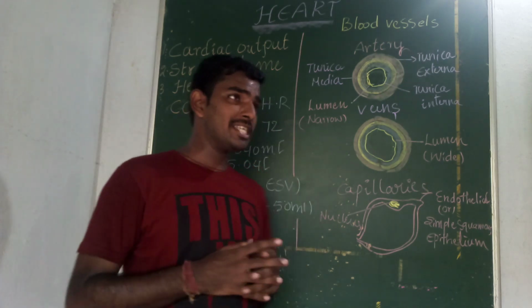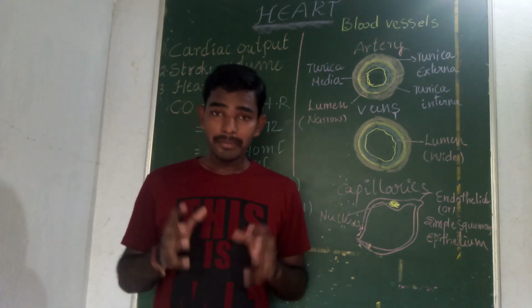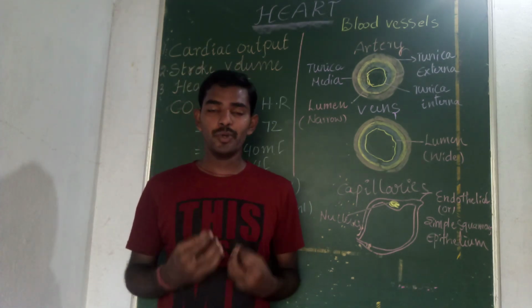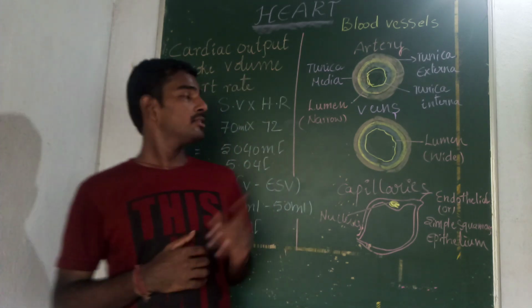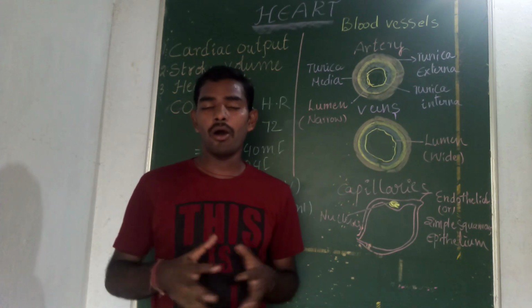Cardiac output is equal to stroke volume into heart rate. Stroke volume is nothing but the amount of blood that is released from the heart from each ventricle for each beat. And heart rate is the number of beats per 1 minute.